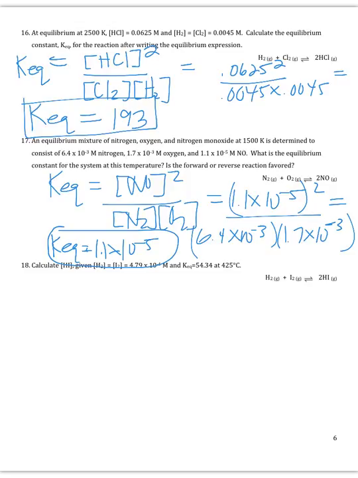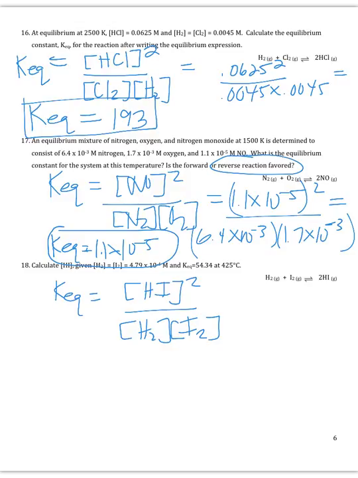And we get 1.1 times 10 to the negative fifth. Again, no units on there. And because the equilibrium constant is so small, we would say that the reverse reaction is favored here. When the reverse reaction is favored, we see high concentrations of the reactants and low concentrations of the products.